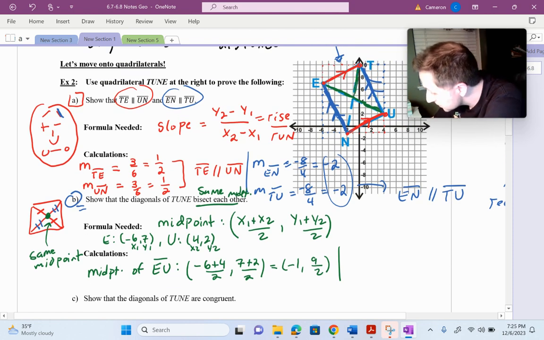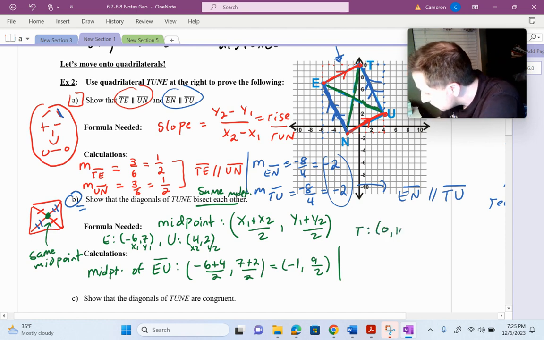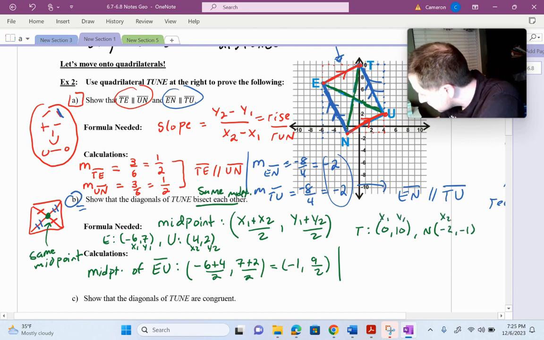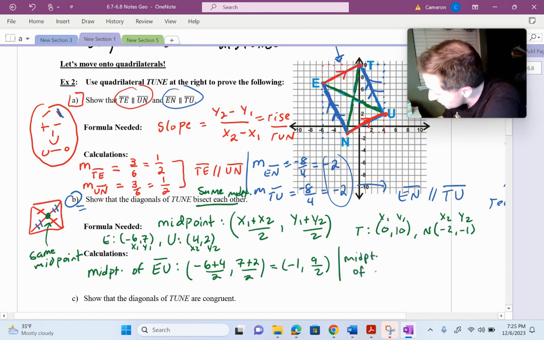Here's my other diagonal, TN. Looks like T has coordinates at (0, 10), and it looks like N has coordinates at (-2, -1). So here's my x1, here's my y1, here's my x2, here's my y2. I want to find the midpoint of TN, and so I'm going to use the same formula. I'm hoping it comes out to (-1, 9/2).